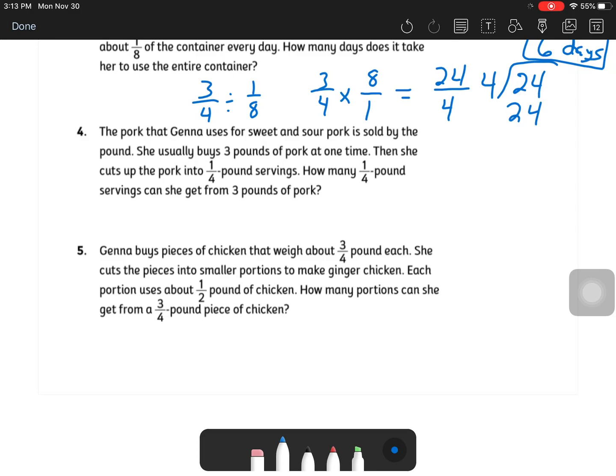The pork that Jenna uses for sweet and sour pork is sold by the pound. She usually buys 3 pounds of pork at a time. She cuts the pork into 1/4 pound servings. How many 1/4 pound servings can she get from 3 pounds of pork? So again, we're dividing up the 3 pounds. I'm going to say 3 over 1, and we're dividing it into 1/4 pound servings. So that's a division problem. 3 divided by 1/4, which means 3 times 4 over 1. And so that's just going to be 12 over 1, which is just 12 servings.